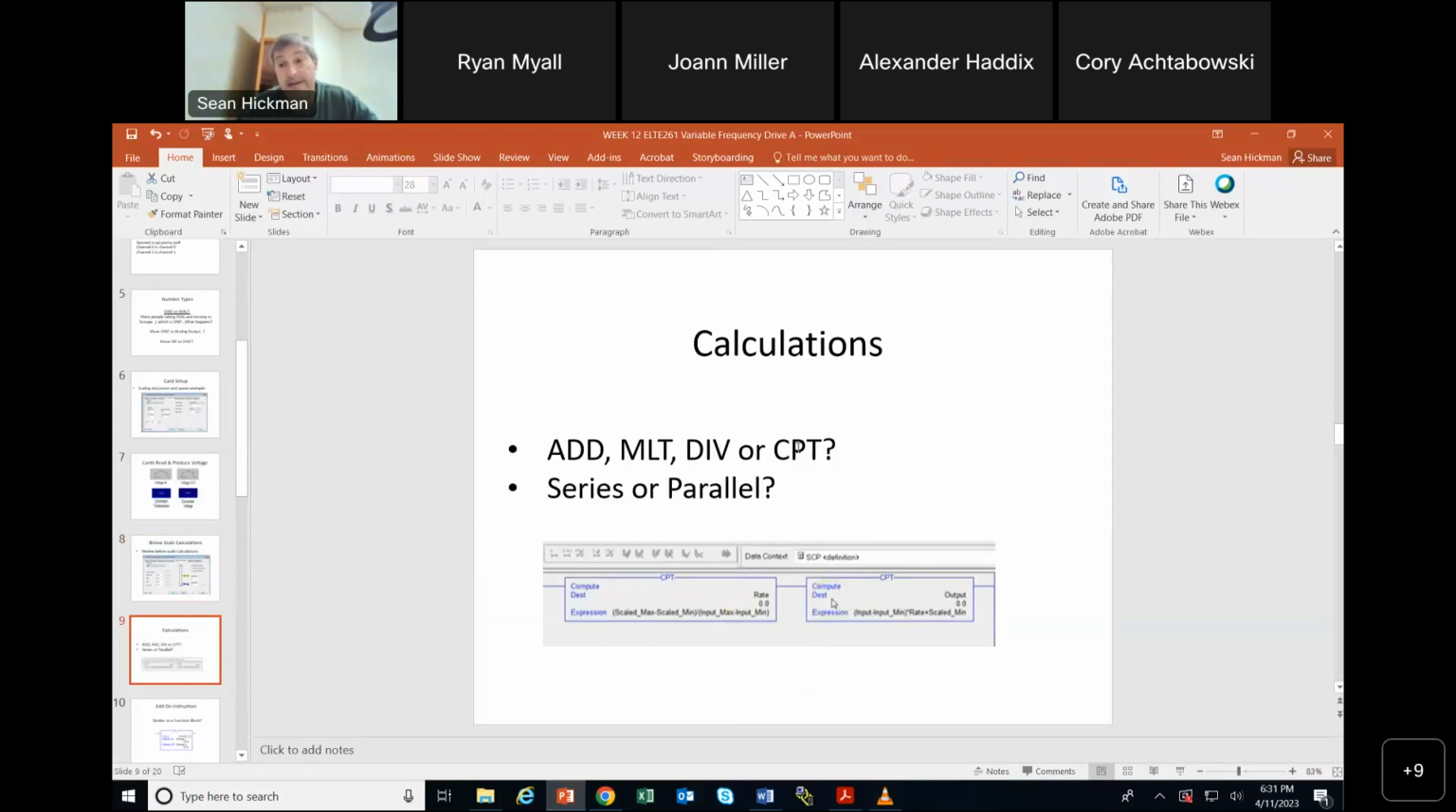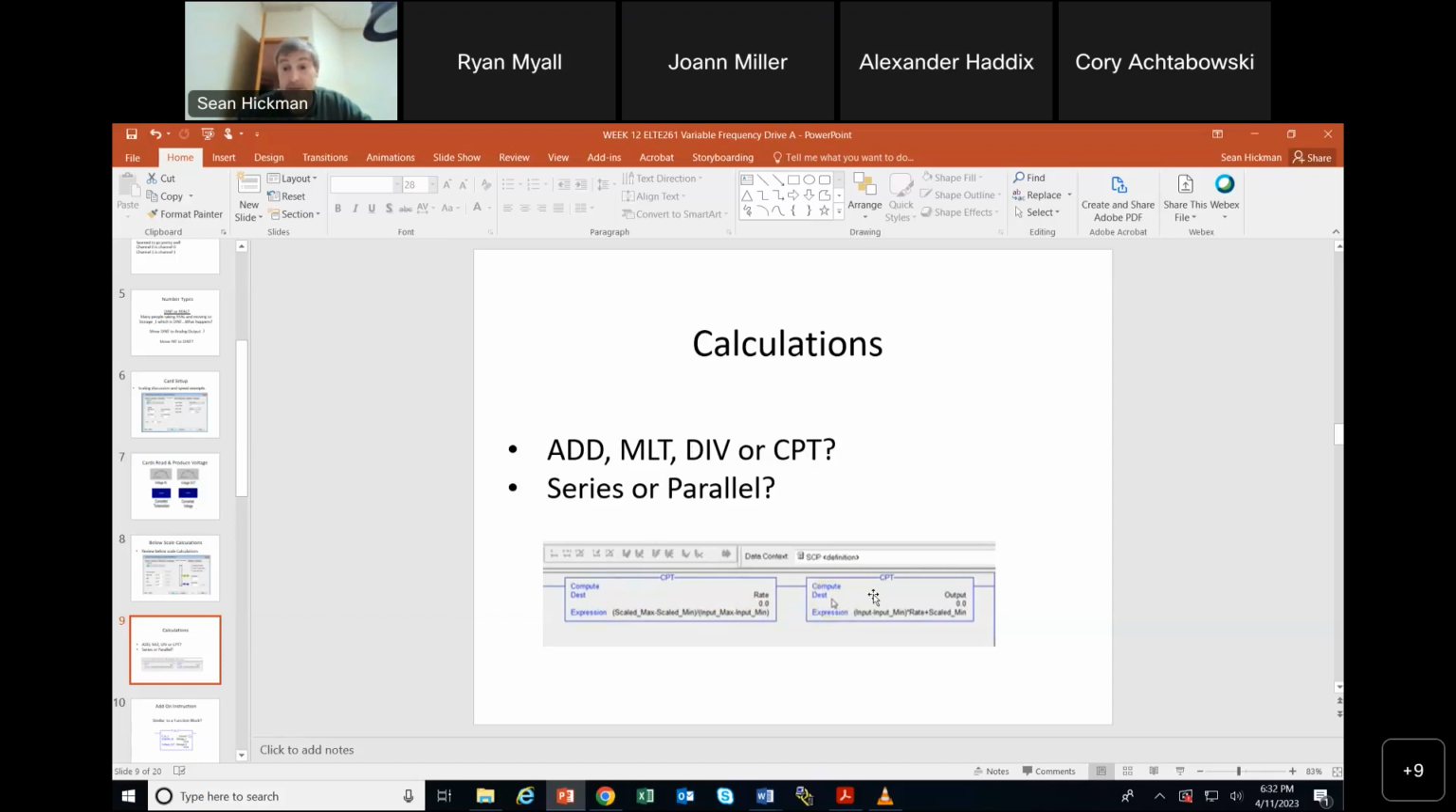Calculations, we did add, multiply, divide, or you could have just done a compute. A compute could have been your expression right here. In a compute, you can put multiplications, divisions, everything into a compute. You can type out a really long, nasty formula in a compute if you want, and then put that into a destination. Did anybody use the compute, or did everybody just use add, multiply, and divide? Everybody used add, multiply, and divide? Yeah, the compute's just for formulas, all right? Yeah, add, multiply, and divide.